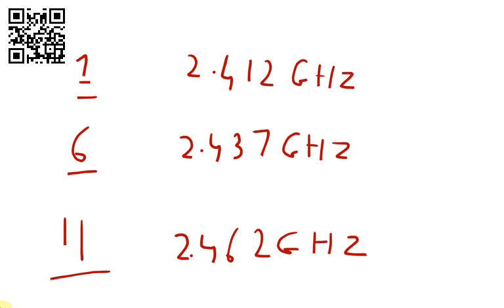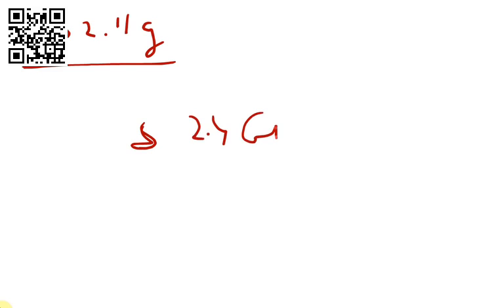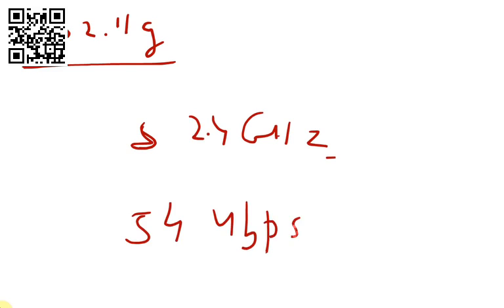And then as we needed a more reliable standard, IEEE introduced the 802.11g standard, and it got very popular. It also operated at 2.4 gigahertz frequency, and it could support 54 megabits per second.